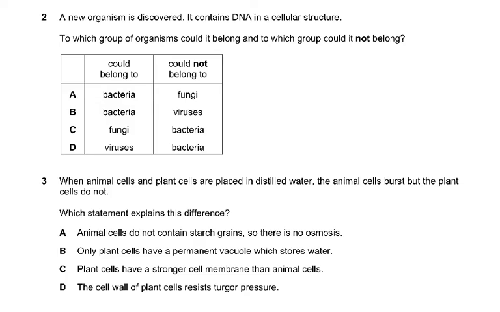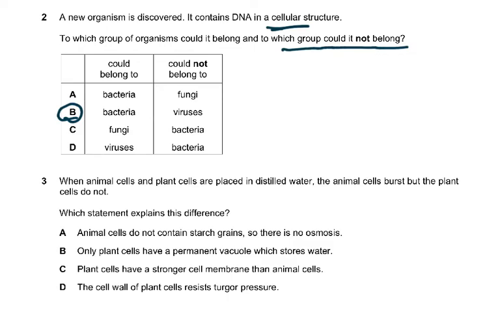Question 2: A new organism is discovered. It contains DNA in a cellular structure, so it can't be a virus. Virus is not a cell. To which group of organisms could it belong, and to which group could it not belong? It is discovered to contain DNA and a cellular structure. So it could not belong to virus, and could belong to bacteria or a fungus. So that is why the answer is D. It could be a bacteria, but it cannot be a virus. Virus is not cellular.